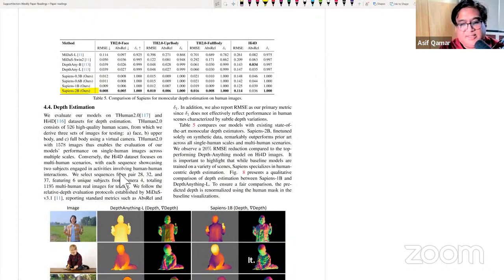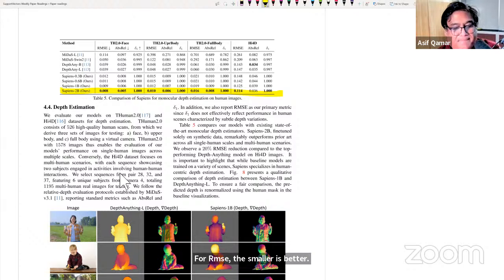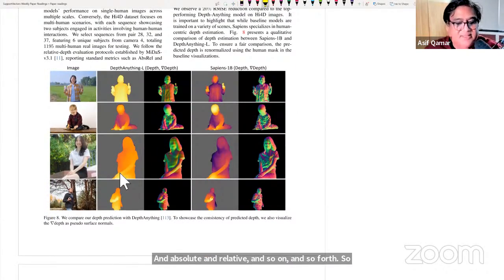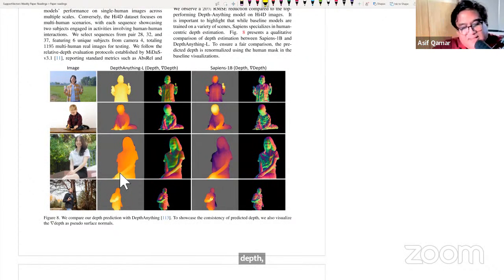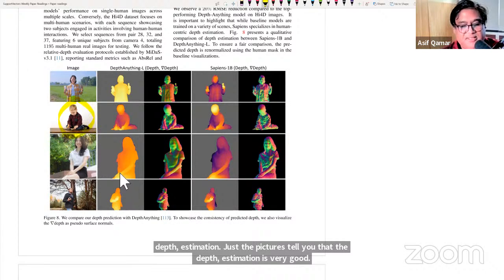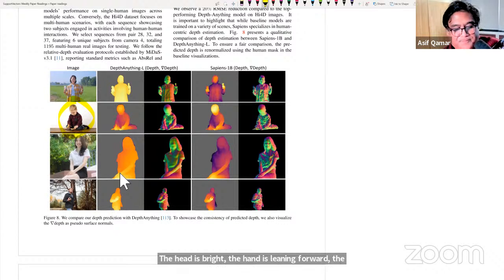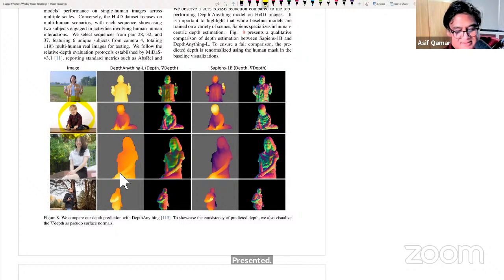It turns out, look at this result and compare it. Now here, for RMSE, the smaller is better. The lesser the error, the better. And absolute and relative and so on and so forth. So let's go to depth estimation. Just the pictures tell you that the depth estimation is very good, isn't it? If you look, for example, at this picture, you can literally visually inspect which things are in the front and which are in the back. The head is leaning forward. The head is bright. The hand is leaning forward. The hand is bright. Isn't it? The foot is... Yeah, go ahead.